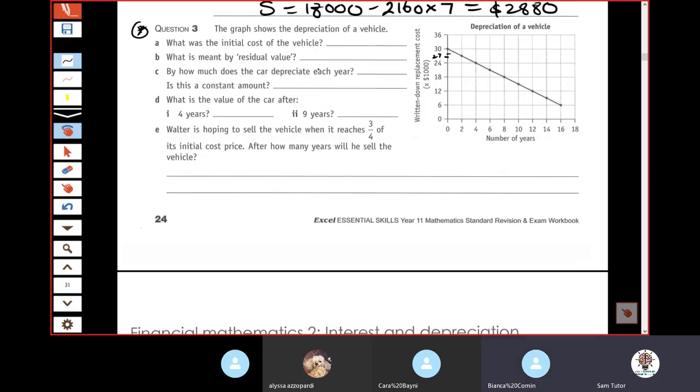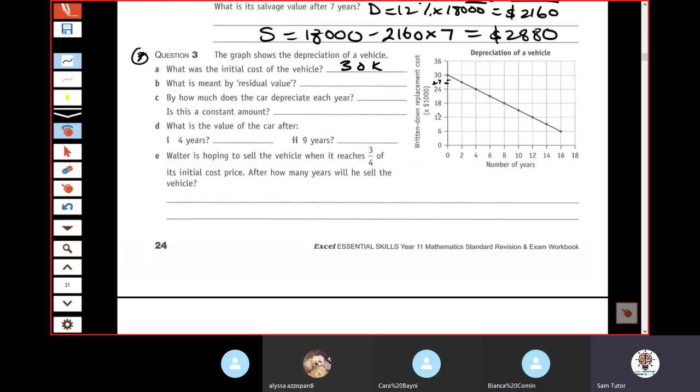Yeah. All right. What was the initial cost of the vehicle? Obviously, initially it cost 30K, 30,000. What is meant by residual value? Where does it say residual? What is meant by residual value? Residual usually means initial, like V0.